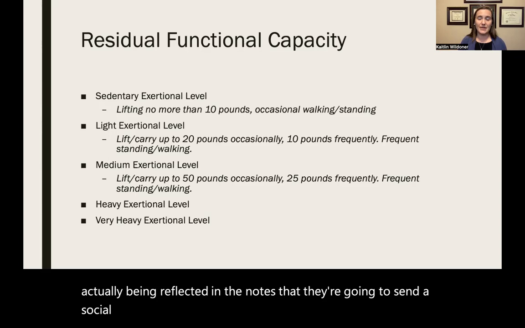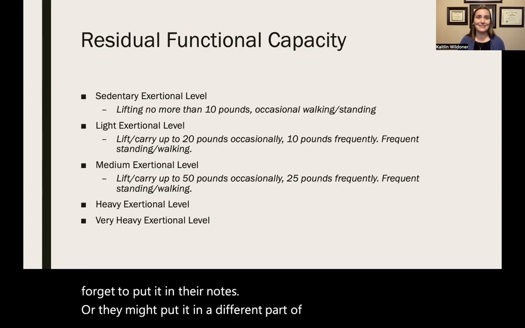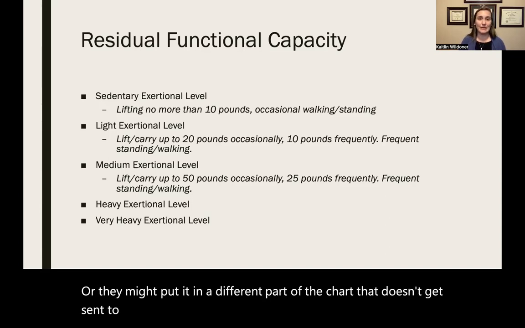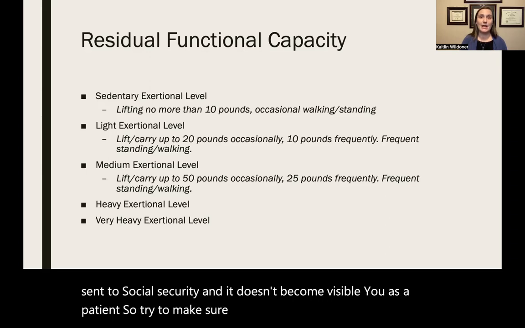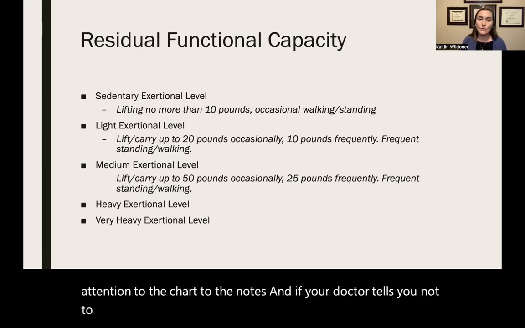Sometimes doctors talk to you about things, they forget to put it in their notes, or they might put it in a different part of the chart that doesn't get sent to Social Security and that doesn't become visible to you as a patient. So try to make sure that you're staying on that, paying attention to the chart, to the notes. And if your doctor tells you not to do something, don't do it.